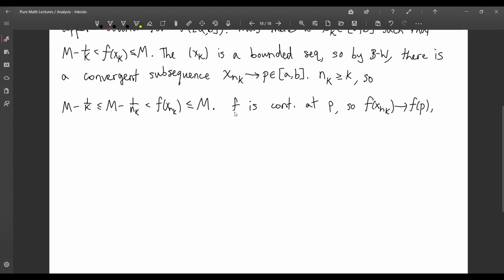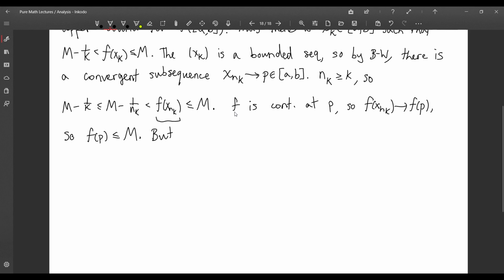And so f of p must also be less than or equal to m, right? Because each value of this sequence, f of x sub n sub k, is less than or equal to m, so you could say it's in the closed set negative infinity to m, closed here, and then since it's closed, it must contain the limit, right? So we know f of p is less than or equal to m.